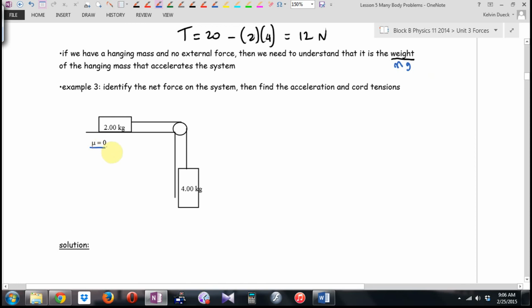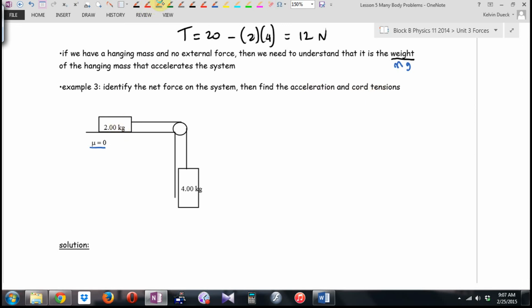So you know what? If this was ice and gravity was tugging this guy down, everything is going to slide. What direction is this guy going to slide to? The right? What direction is this guy going to slide? Down. Okay. It wants me to identify the net force. We're going to do that in our diagram, but we're going to then find the acceleration and the tension. Let's do this. What are the forces acting on this 2 kilogram mass?